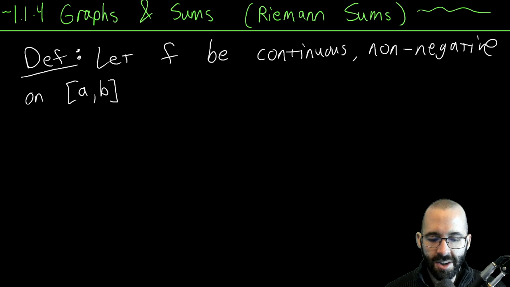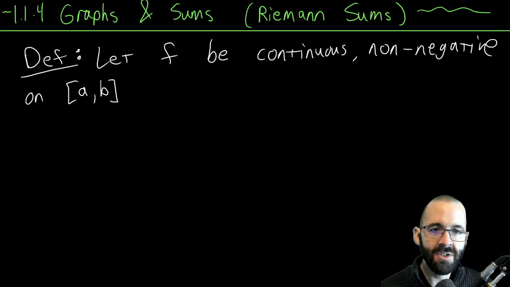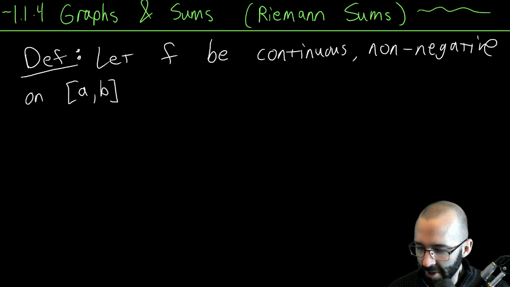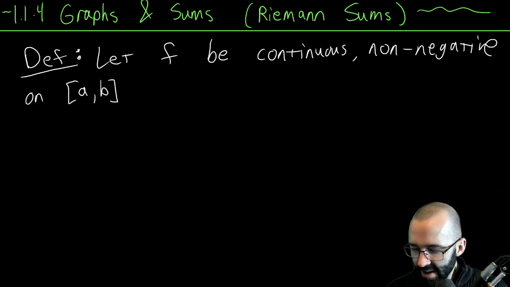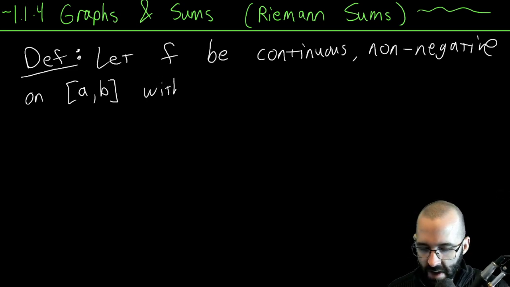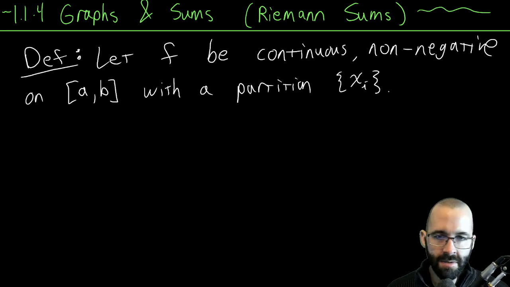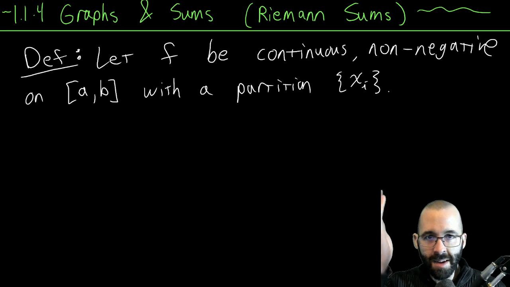All right, remember continuity from Calc 1. Non-negative just means not negative, positive or zero. Some interval, okay? And with a partition on A to B. We'll call this partition, again, the set of x sub i. So there's a partition. Again, partition just means slicing up the pizza.